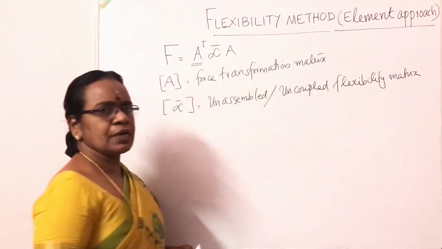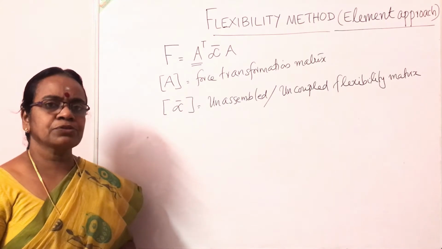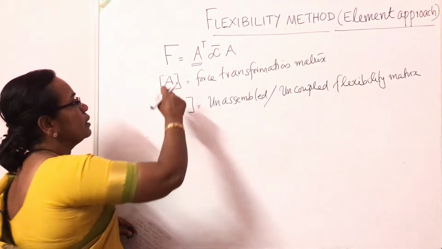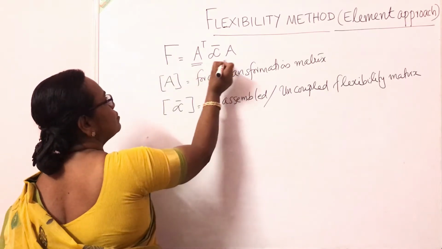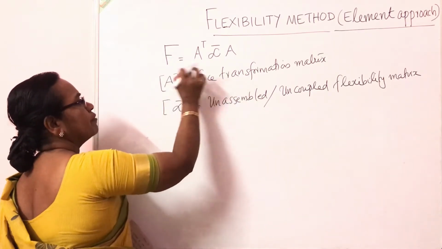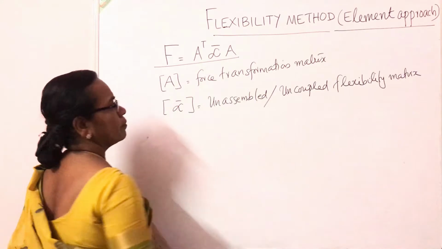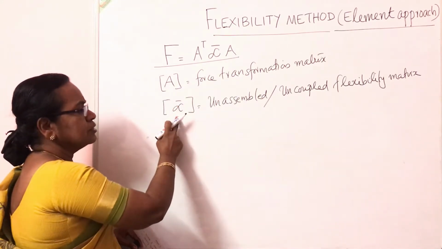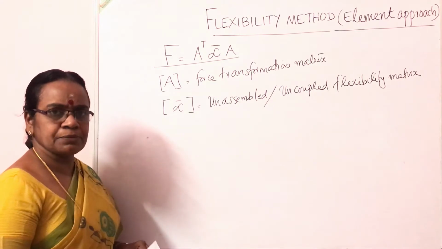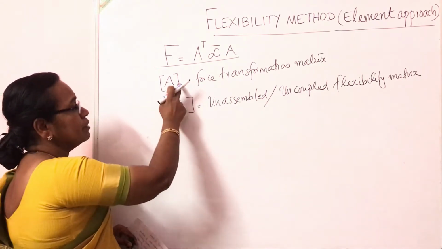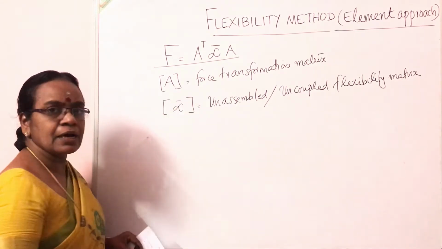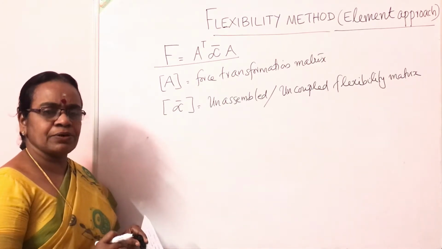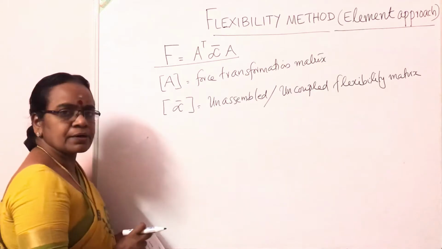So based on the element approach, we have to formulate the flexibility matrix for the structure. We will be using this equation: F is equal to A transpose alpha bar into A, where A is the force transformation matrix, alpha bar is the unassembled flexibility matrix. Let us see how to develop these A matrix and alpha matrix. Then you can do the multiplication and arrive at the matrix. Now, what is alpha bar?